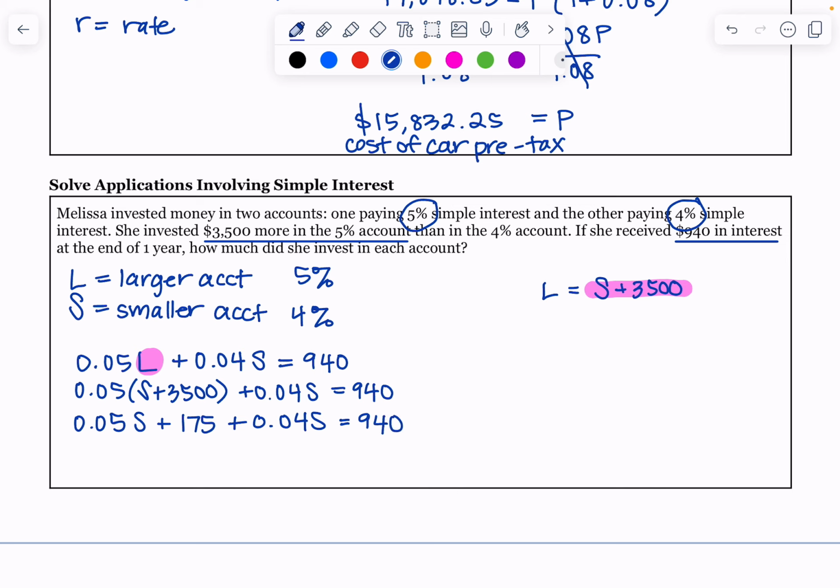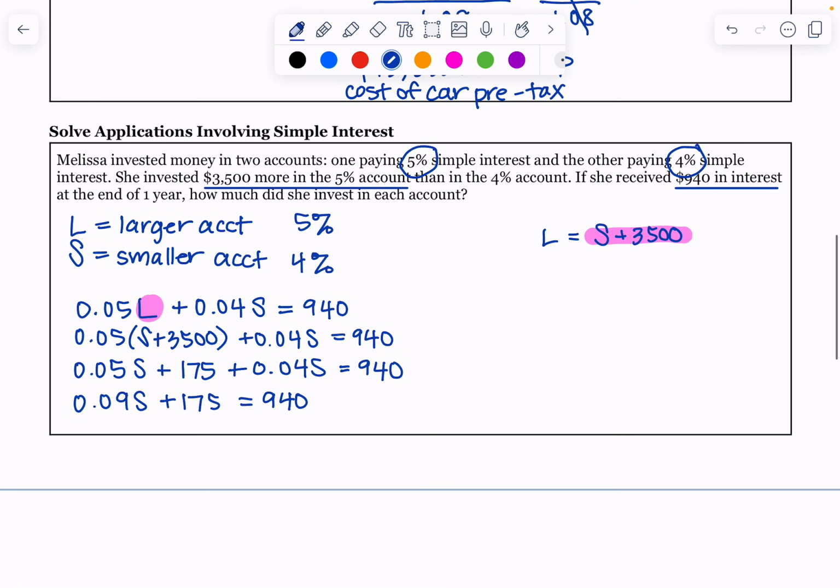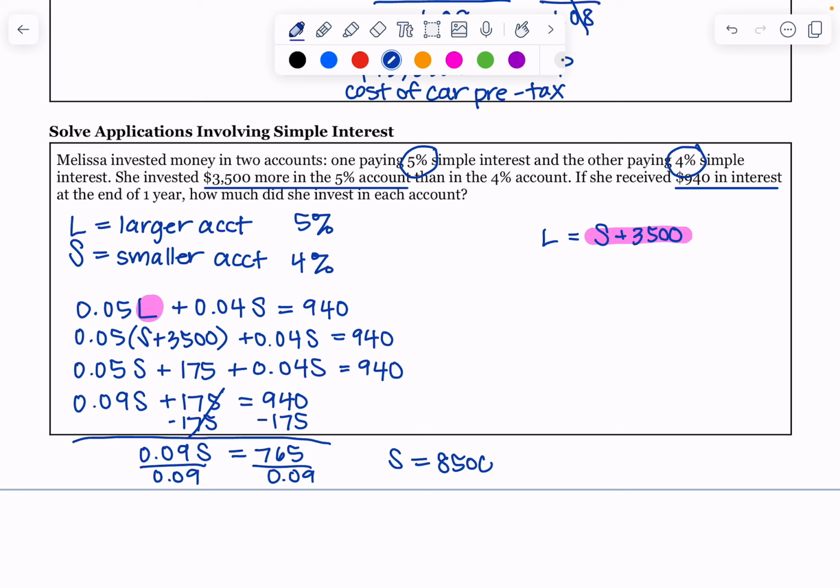I'm going to combine my S's, and that's going to be 0.09S plus 175 equals 940. I'm kind of running out of space, but I'll try to write small. I'm going to subtract 175 on both sides, and that gives me 0.09S is equal to 765. Last, I'm going to divide by 0.09. And off to the side, that gives me S equals 8,500. I'm going to double check that in my calculator.